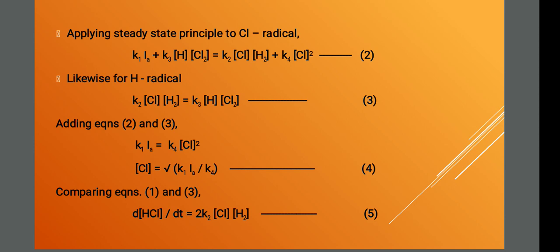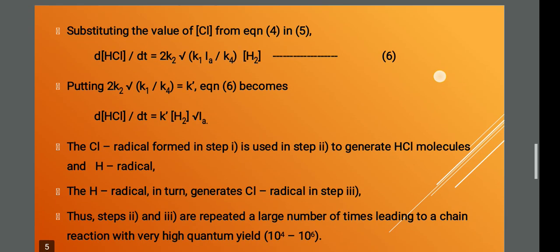And we get the final format dHCl divided by dt is equal to 2K2 into Cl into H2. Then what you have to do is substitute the value of Cl from equation 4 and 5. We get the equation dHCl divided by dt is equal to 2K2 into square root of K1 Ia divided by K4 into H2.